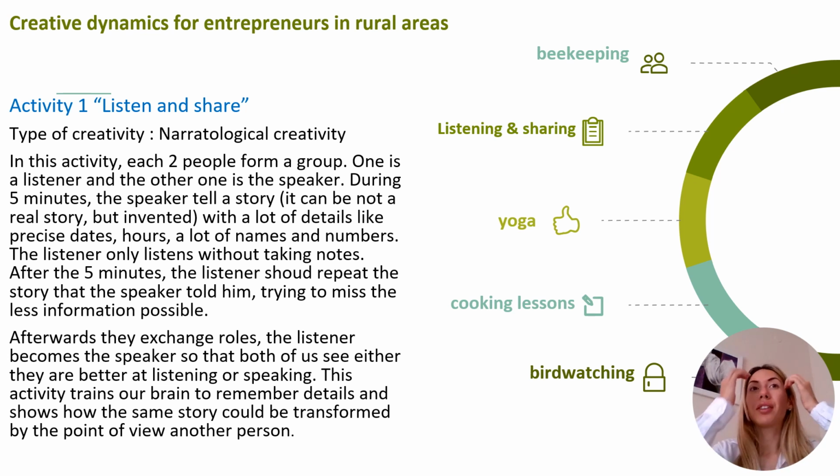After the 5 minutes, the listener should repeat the story that the speaker told him, trying to miss the least information possible. Afterwards, they exchange roles. The listener becomes the speaker, so that both see whether they're better at listening or speaking. This activity trains our brain to remember details and shows how the same story could be transformed by the point of view of another person.